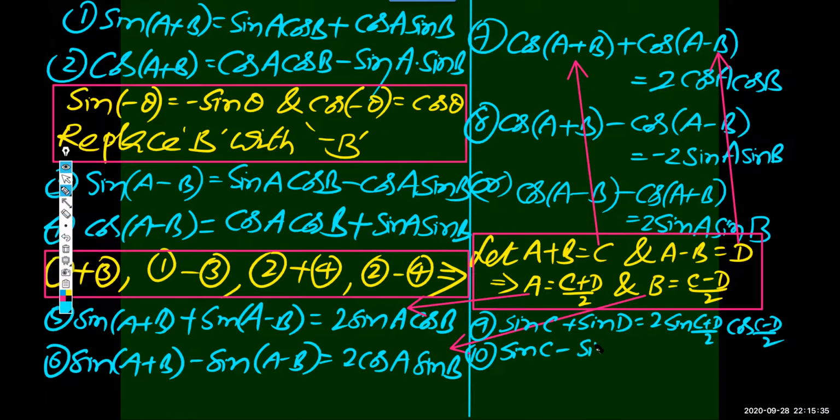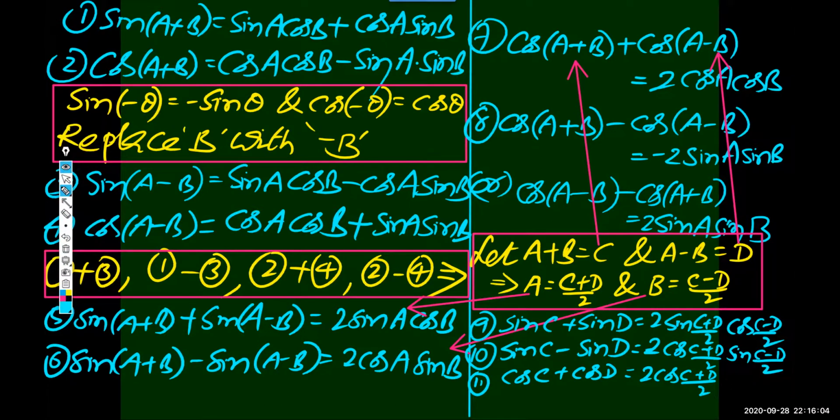Next, sine of C minus sine of D is 2 cos C plus D by 2 sine C minus D by 2. That's good. Formula 11: cos of C plus cos of D gives 2 cos C plus D by 2 cos C minus D by 2. That's good. Next, cos of C minus cos of D gives minus 2 sine C plus D by 2 sine C minus D by 2. That's good.